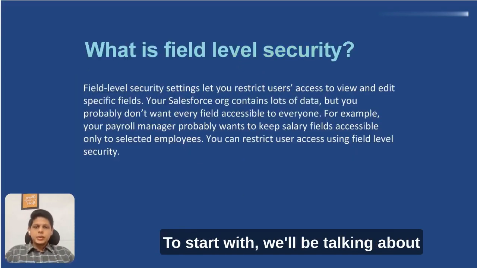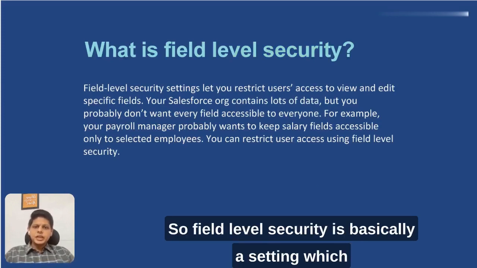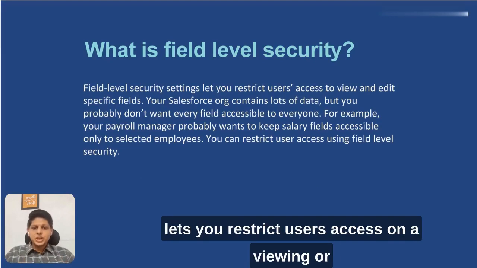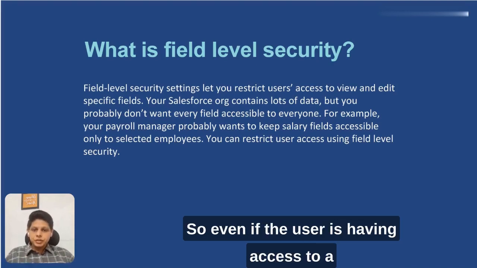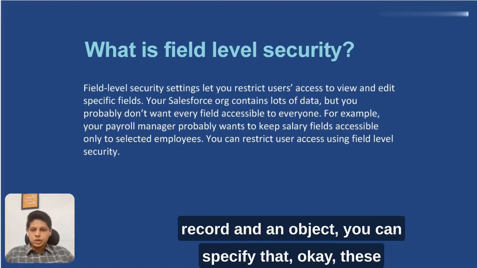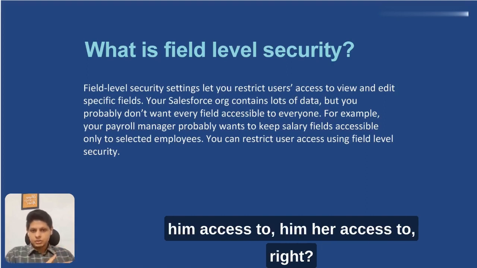Great. To start with, we'll be talking about what is field level security. Field level security is basically a setting which lets you restrict users' access to viewing or editing specific fields on an object. So even if the user has access to a record and an object, you can specify that these are the few fields which you don't want to give him or her access to.